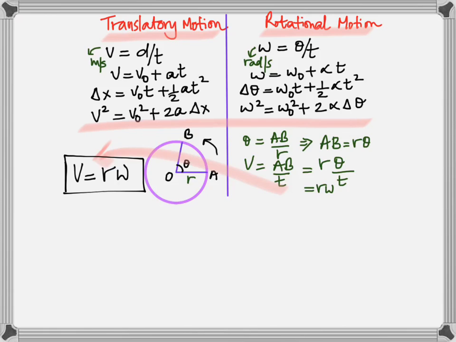Theta is AB by R, already defined. Angle is length of the arc divided by radius, isn't it? And so AB is R times theta, and velocity is defined as AB by T. Velocity is AB divided by T, of course. Substitute for AB as R theta, you get R theta by T, and theta by T is omega. So you get v is R omega. That's a very important equation, worth writing one more time. That's the relation between linear and angular velocities.